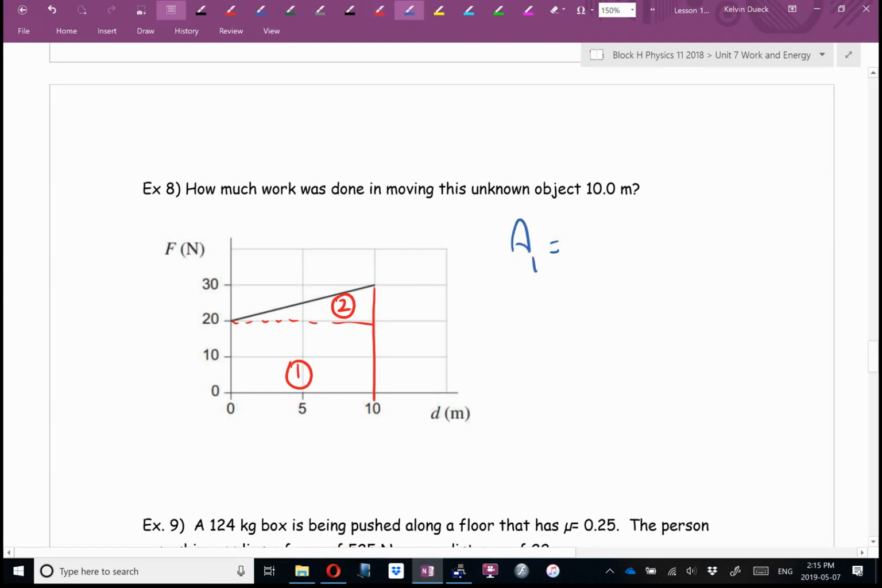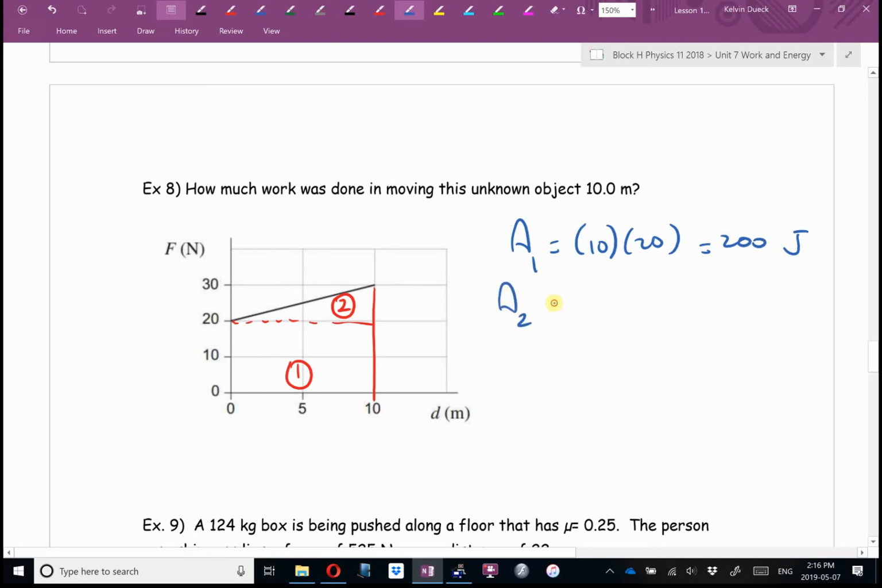Area of the first shape is going to be length times width, or base times height. How long is the base? Looks like 10. What's the height? I think 20. And we're getting that, William, just by reading across and reading down, right? 200 joules.